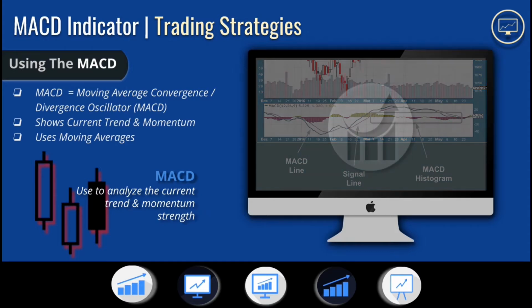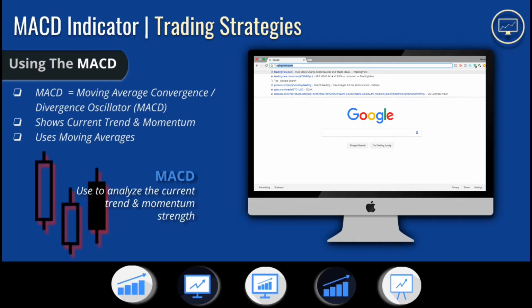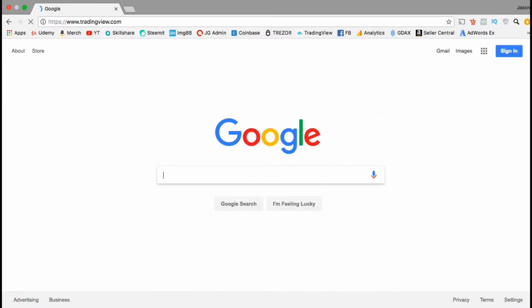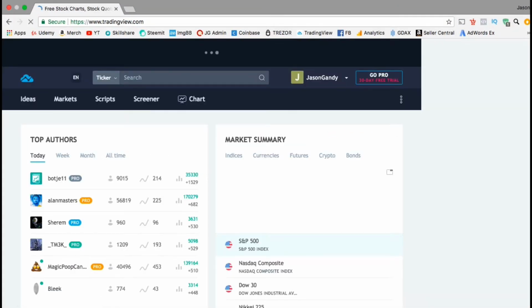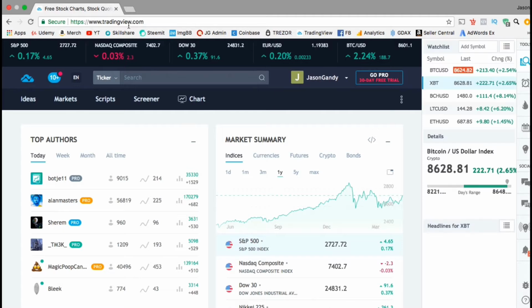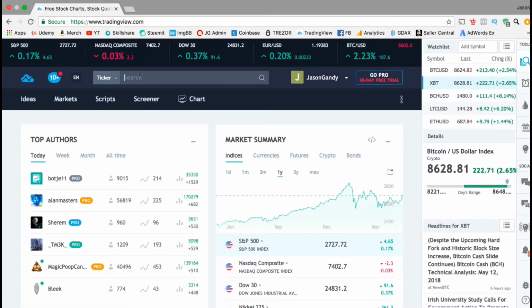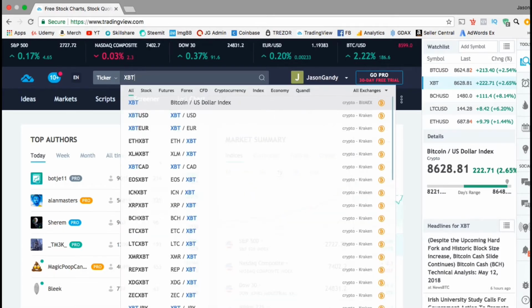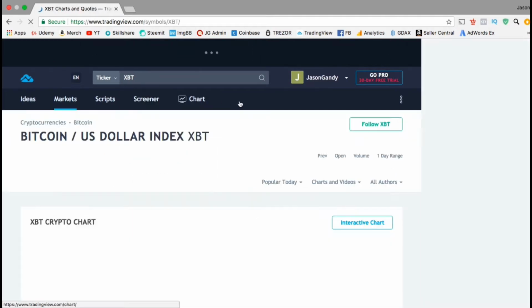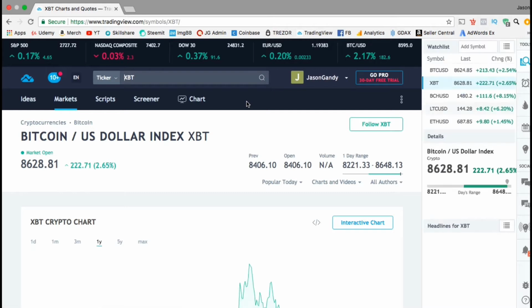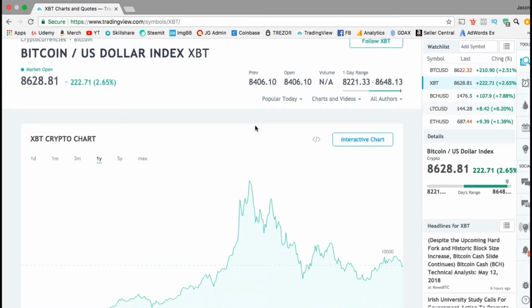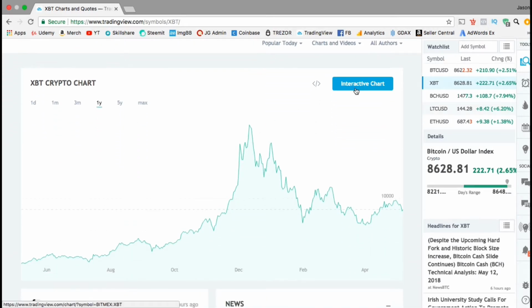But until that's discovered, let's head over to TradingView and take a look at how to apply and use the MACD on a candlestick chart. Over the past year or so, I've noticed that the MACD has been very good for trading Bitcoin and other cryptocurrency. So let's check out an index that actually follows Bitcoin in US dollars. The stock symbol is XBT. Of course, we need our candlestick chart, so let's scroll down and click on Interactive Chart.